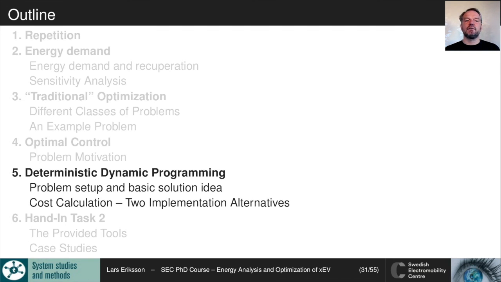And we will look now at deterministic dynamic programming, and we will do a walkthrough of the tools that you will use when you solve your hands-on assignment.